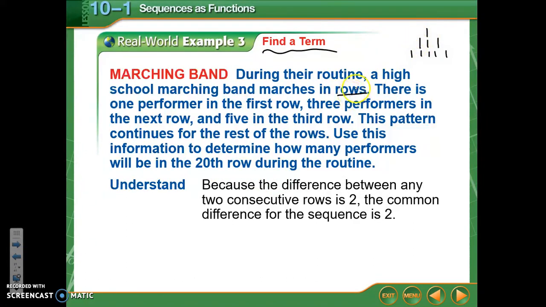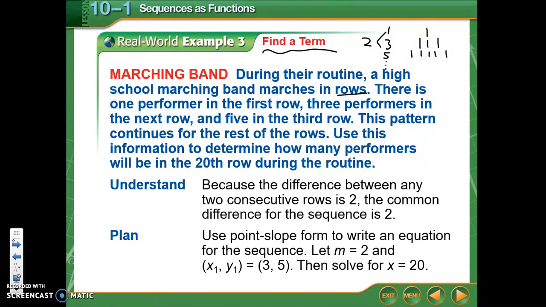The difference between any 2 consecutive rows is 2, right? In this row I have 1, 3, 5, and so on. So my common difference is a +2. So we're going to actually use the fact that arithmetic sequences are linear to write an equation. So here my slope is 2, because remember that's my common difference. The common difference is the slope. One of my points that I can use is 3, 5. The third term is the number 5. And then we're going to solve it for x equals 20.